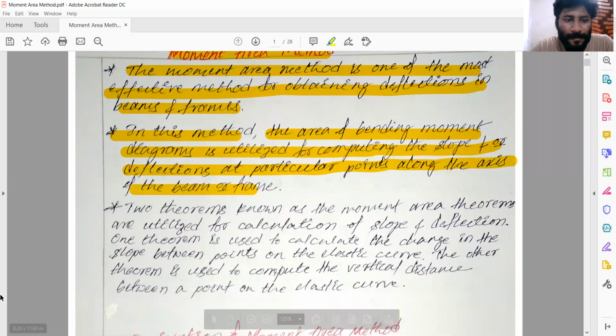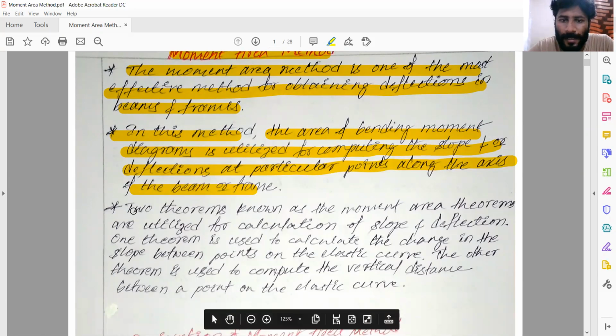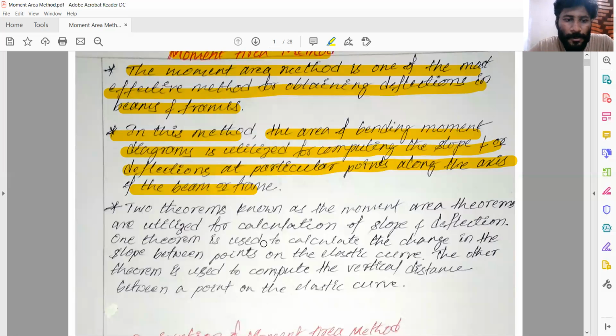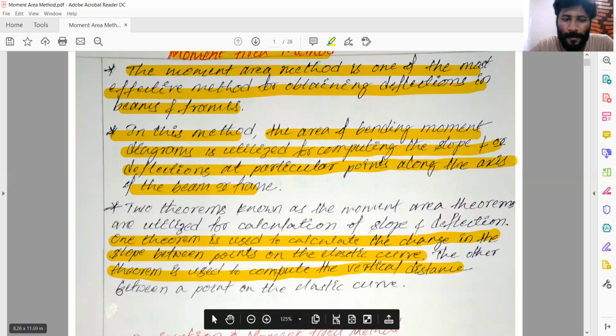The third point is there are two moment area theorems. The first theorem gives the slope and the second theorem gives the deflections. You can see that one theorem is used to calculate the change in the slope between points on the elastic curve, and the second one is used to compute the vertical distance between a point on the elastic curve.